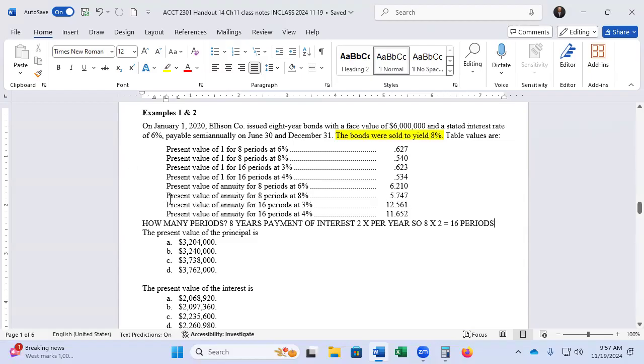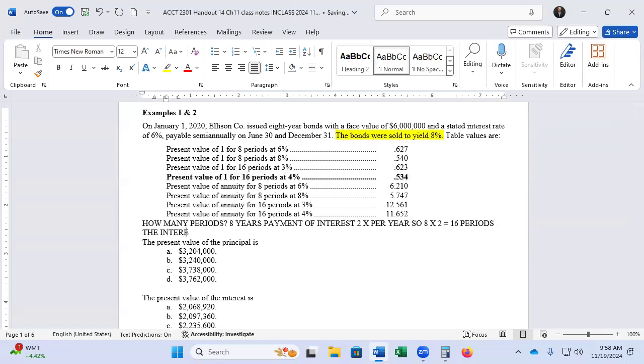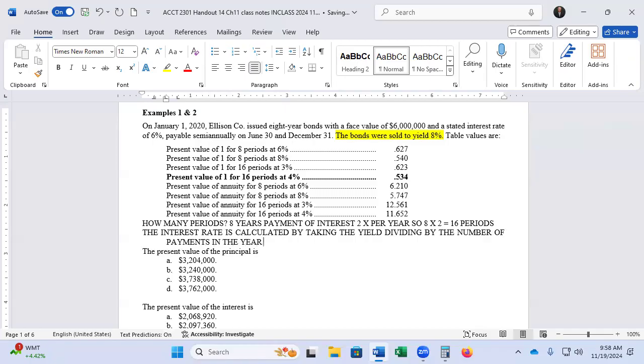Now the question says, are we going to be paying payments on it? Are we just going to be paying the $6 million back at the end of 8 years? We're just making interest payments. We're not making any payments on the principal. So this is the present value of 1 for 16 periods at 4%. The interest rate is calculated by taking the yield and dividing by the number of payments in the year. So in this case, 8 divided by 2, and that equals 4.